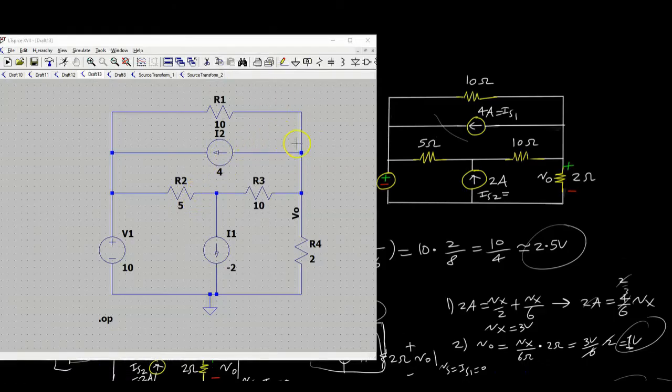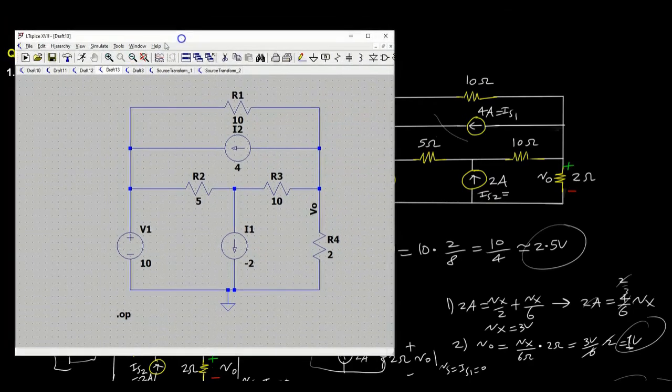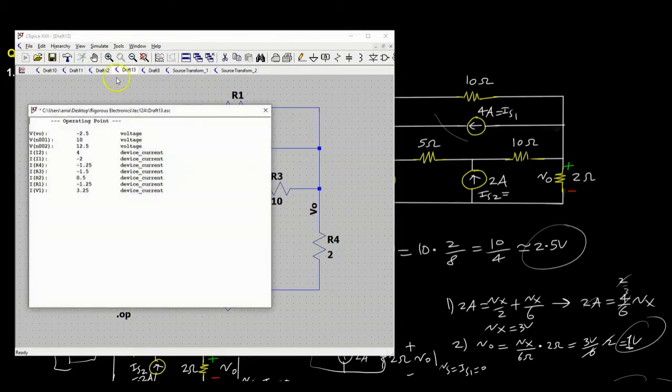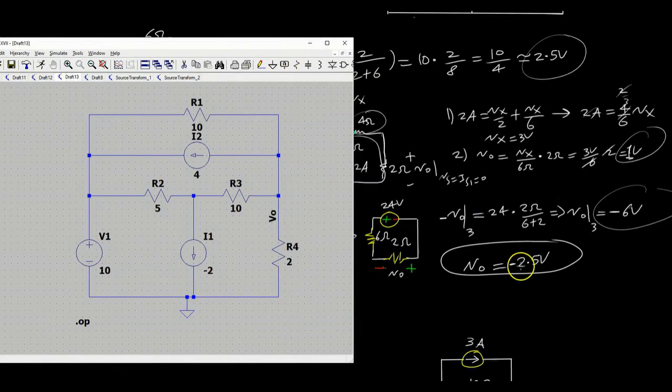Okay, so here we see the LTspice simulation. You can verify that everything is correctly placed here. 10 volts, negative 2 amps going down, which is 2 amps going up. Label V out is what we're going to look for, and let's go ahead and run the simulation. You can see that V out is indeed negative 2.5 volts. Going down here, we get negative 2.5 volts, so that was done correctly.